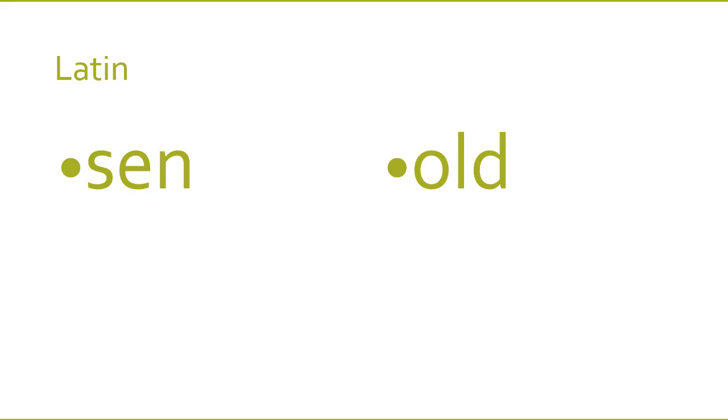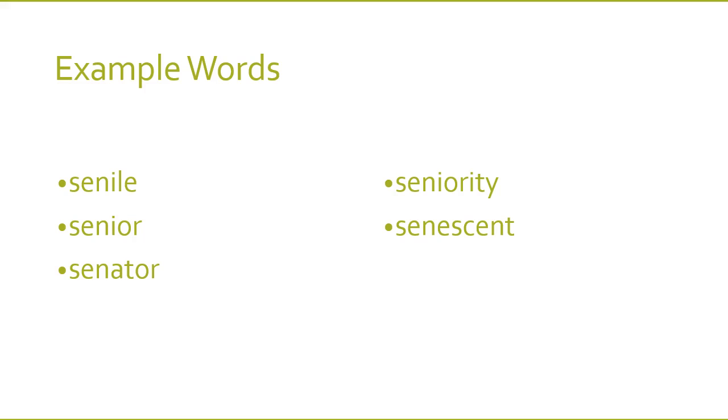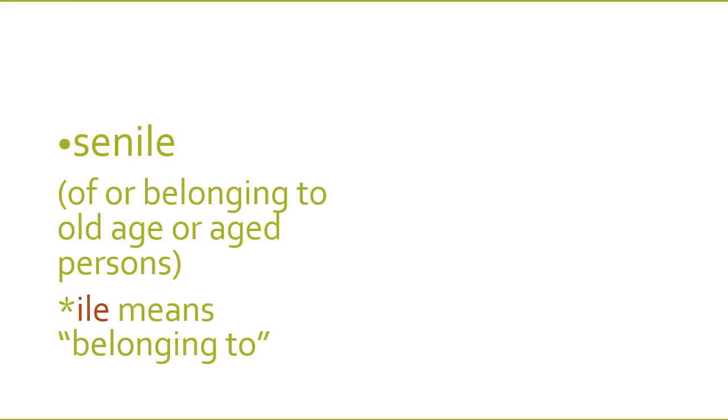The stem sen means old. This is where we get our words like senile or senior. Or the one I want to talk about to begin with is senile. The suffix ile means belonging to. So someone who is senile could be said to be belonging to old age.